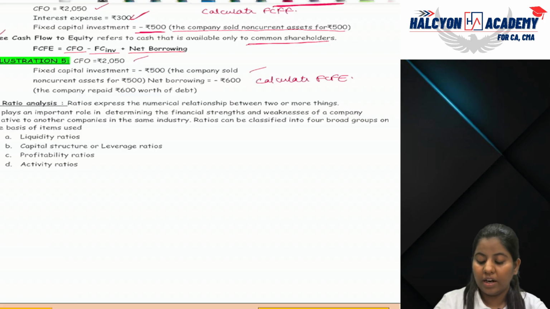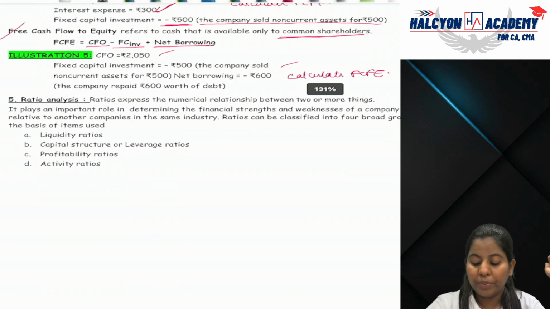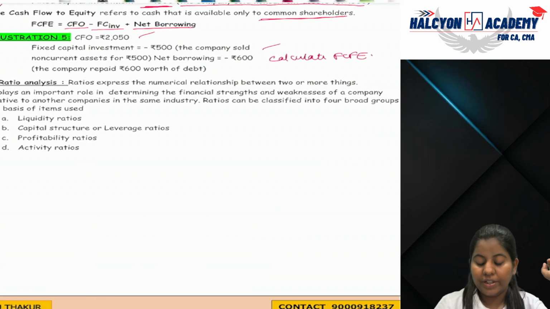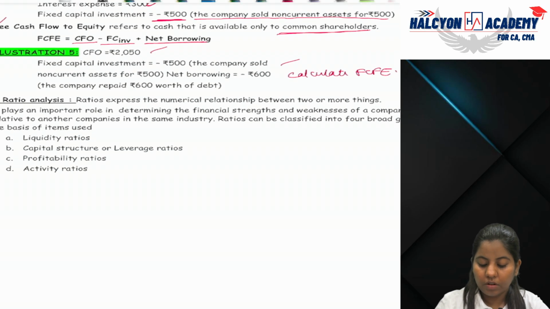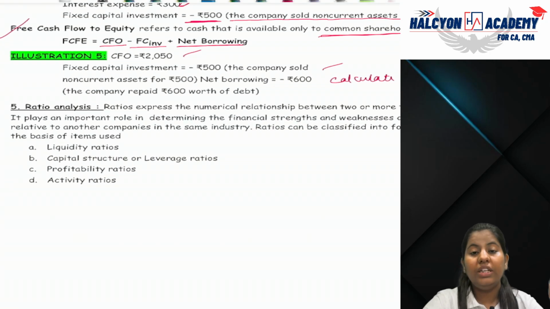There are four types of ratios. The first one is liquidity ratios, which show the liquidity position of an entity, how well the company is able to pay its short-term liabilities, its current liabilities. Then capital structure or leverage ratios.